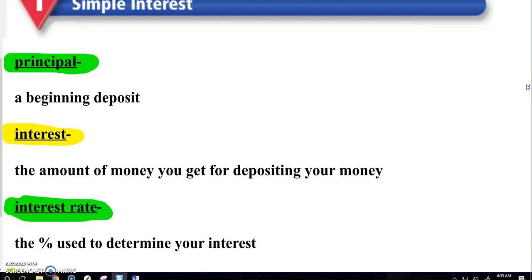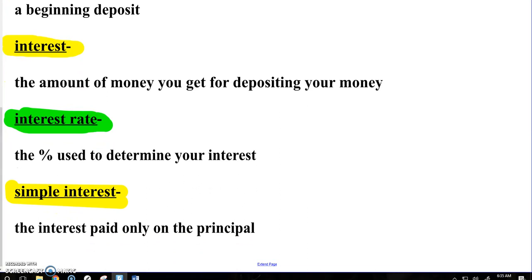Now, simple interest, like the name says, is kind of simple to understand. Simple interest is the interest that's paid only on the principal. So it's money you get. Simple interest is money you get only based on the principal, the amount of money you put in the bank.